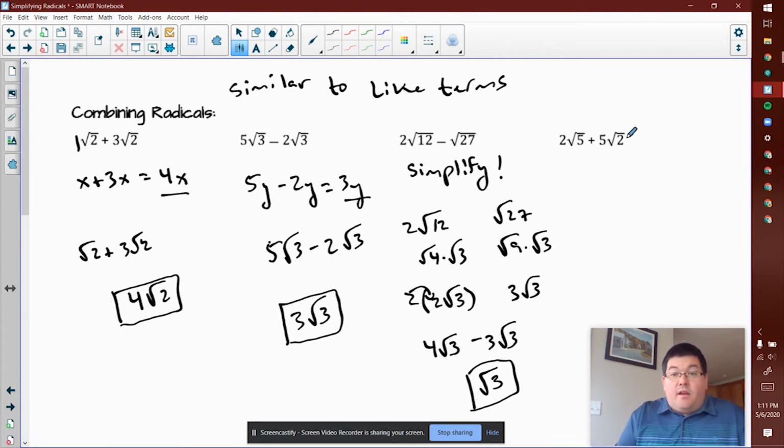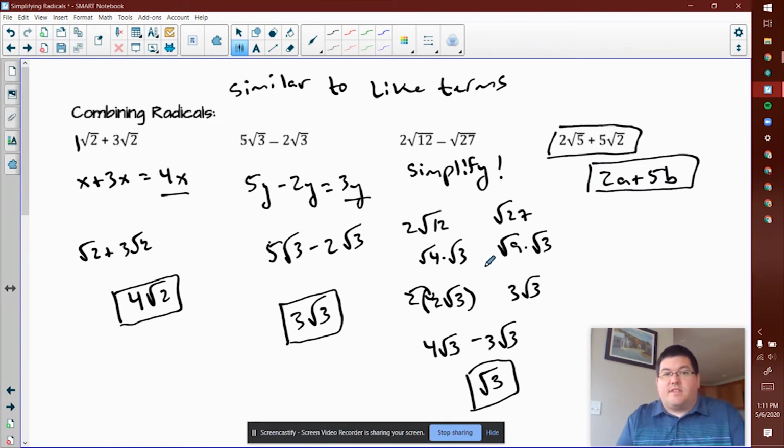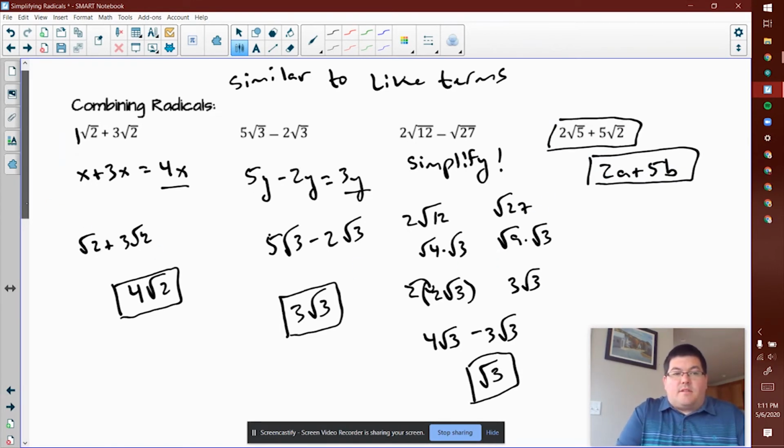That being said, if you have fully simplified radicals like we do here, 2 square roots of 5 plus 5 square roots of 2, that's essentially the same thing as 2a plus 5b, right? You can't combine that any farther. Therefore, this is as simple as it gets.